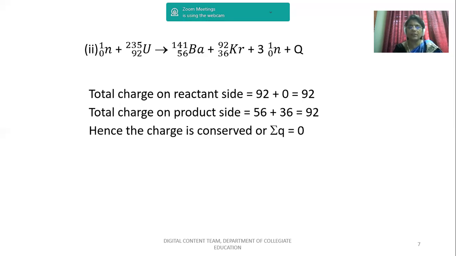And here if you consider charges on the left hand side and right hand side, on the reactant side, with respect to uranium, the charge is 92 and for the neutron it is 0, so the total charge is 92. On the right hand side, for barium it is 56 and krypton 36, and the neutron being a neutral particle is 0, and the charge again on the right hand side is also 92, indicating that the charge is being conserved in this particular nuclear reaction, where the total charge on the left hand side is equal to the total charge on the right hand side. So this confirms the law of conservation of charge.